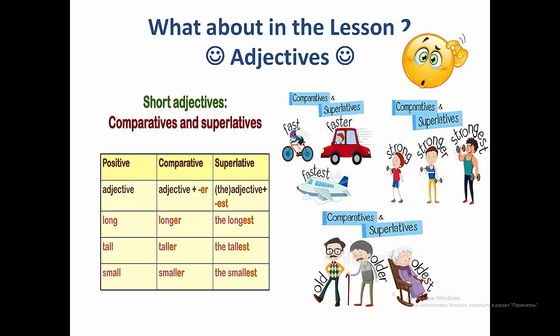What about in Lesson 2? Do you remember? We talked about how to compare things. For example, long, longer, tall, taller, small, smaller. Now please look at these pictures. This is the bicycle, this is the car, and this is the airplane. You see, the bicycle is fast, but the car is faster than the bicycle, and the airplane is the fastest of all.